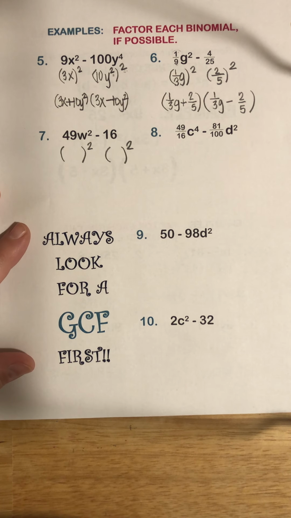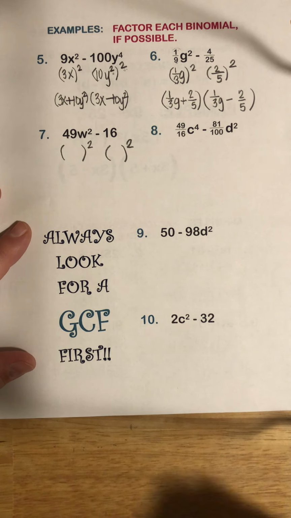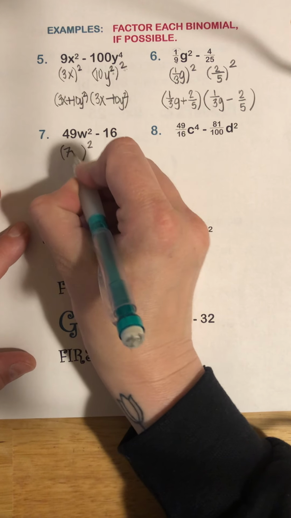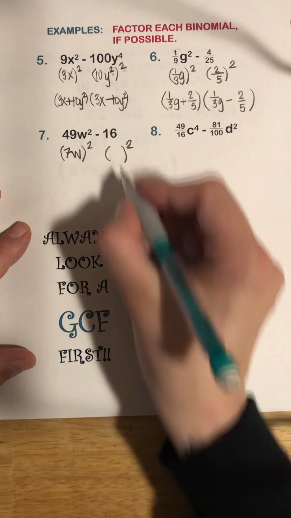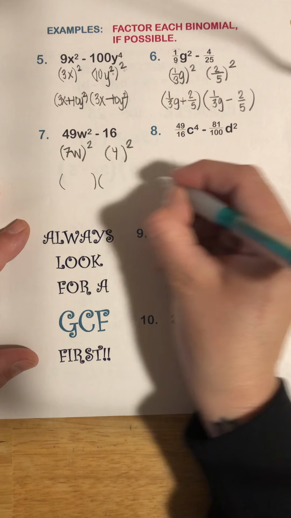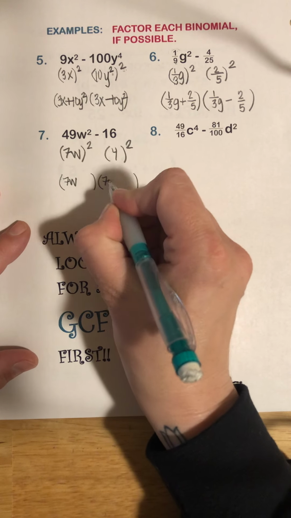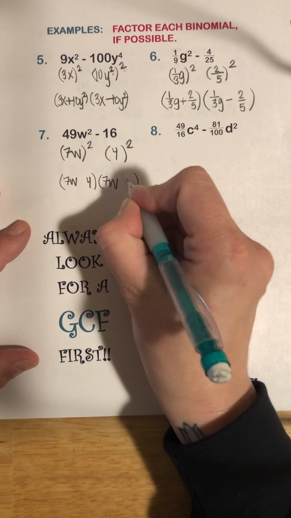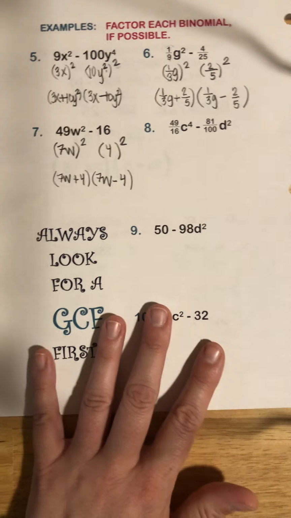Okay, so here we go, number 7. So what can we square to get 49w squared? 7 and a w. What can we square to get 16? 4. All right, looking good. What's going to go in the front? 7w. What's going to go in the back? A 4. And then one needs a plus and one needs a minus. Pretty easy.